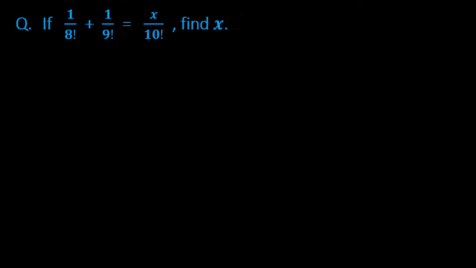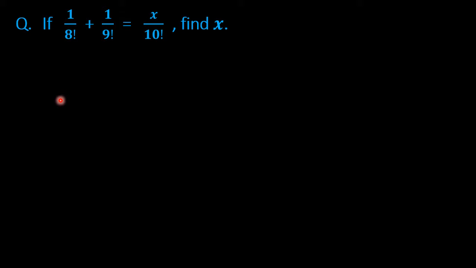Now let me solve one example here, and the question is: if 1 by 8 factorial plus 1 by 9 factorial equals x by 10 factorial, then find x. So using this factorial equation, we need to find the value of x. If you directly find factorial 8, it will be a very large number, and similarly 9 factorial and 10 factorial will be very large numbers, and then you have to do the LCM. To do the LCM of very large numbers manually is very difficult. So we use the property of factorial notation here.